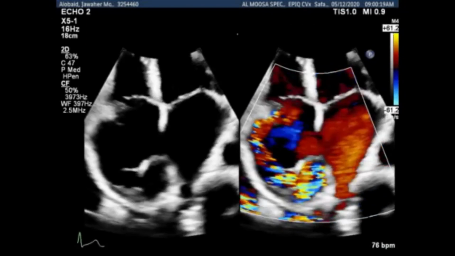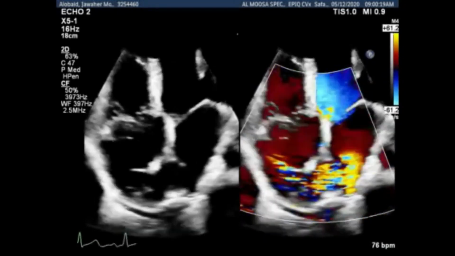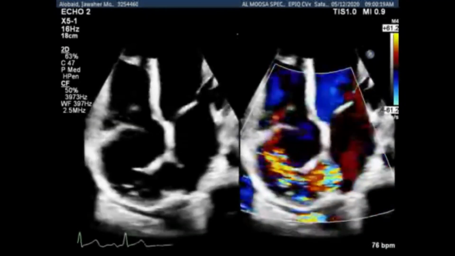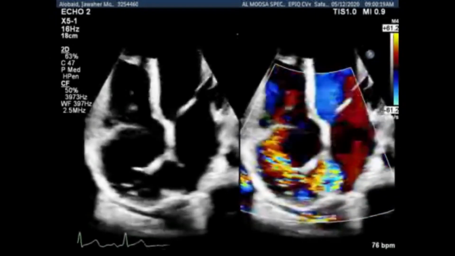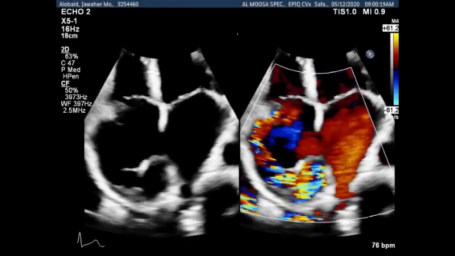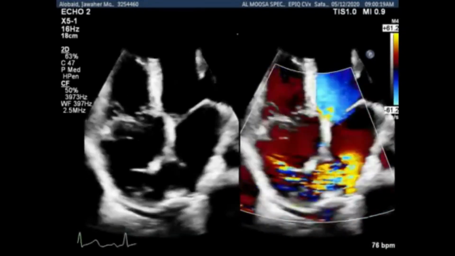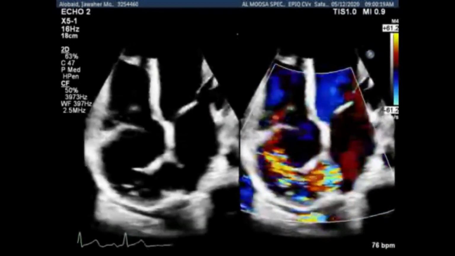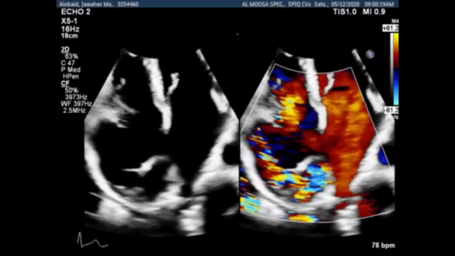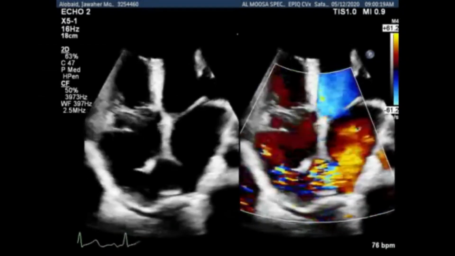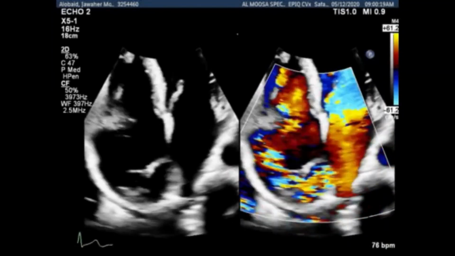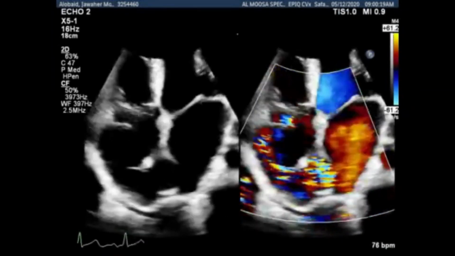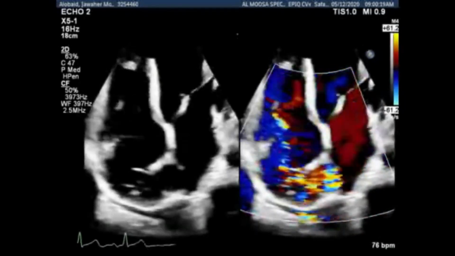Atrial enlargement, especially the right atrium, and mild tricuspid regurgitation, but we found a membrane-like structure inside the right atrium. This membrane-like structure divides the right atrium into two chambers that are connected with each other by a fenestration, indicated here by color Doppler. The first impression for us was cor triatriatum dexter.